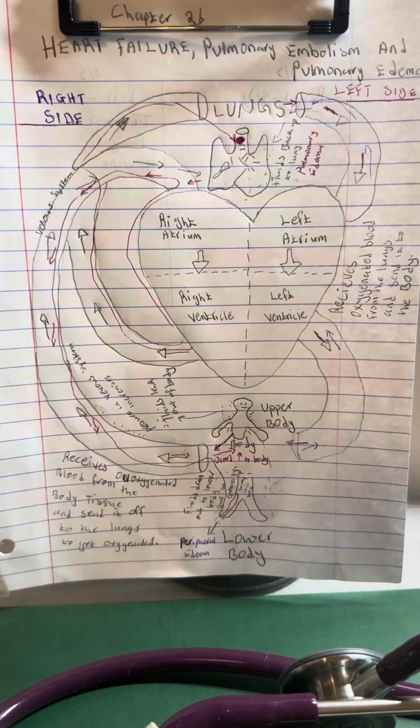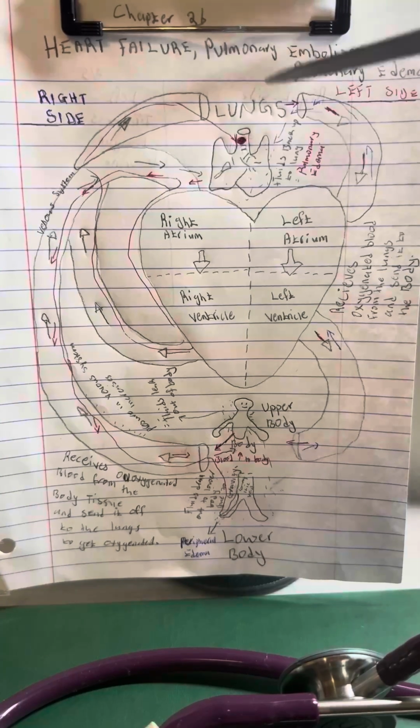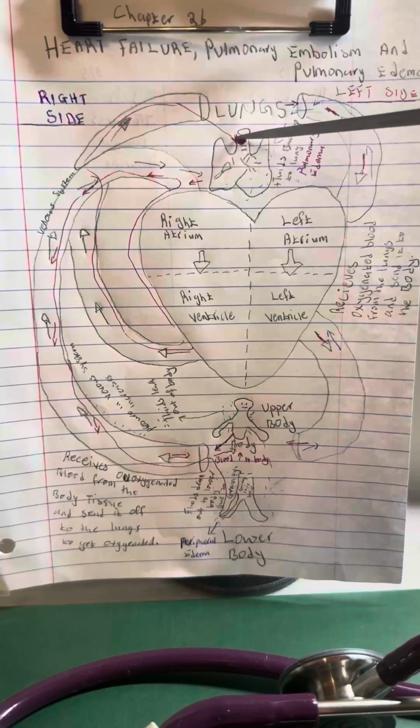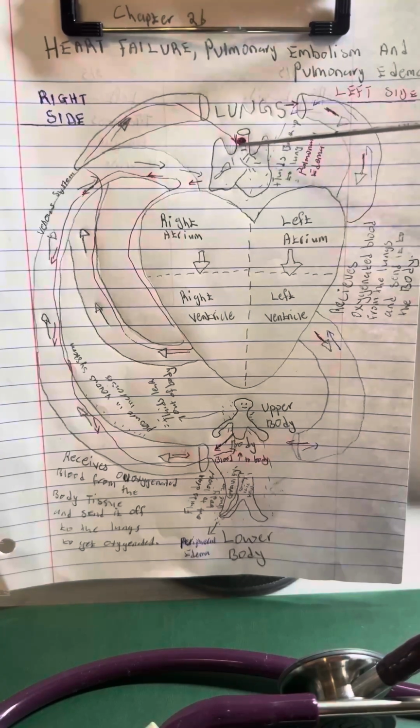So what is pulmonary embolism? If you could see my diagram once more, I did two topics on one diagram. So pulmonary embolism, you see that red thing right there? What is that? That is a blood clot. Pulmonary embolism, in short, is a blood clot in the lungs that originated from somewhere else.